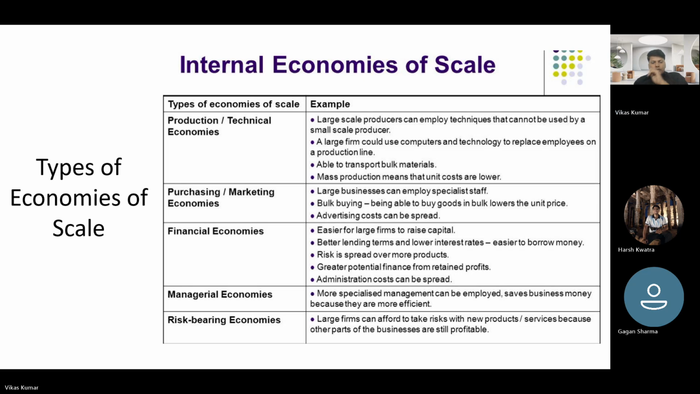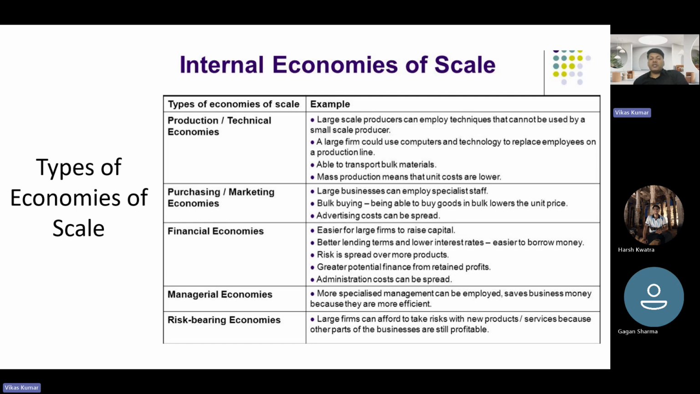Okay. So the first point with respect to the technical economies or production capabilities, specifically with respect to the large scale producers, the big companies, the big corporate houses. So they have an advantage over small scale producers.